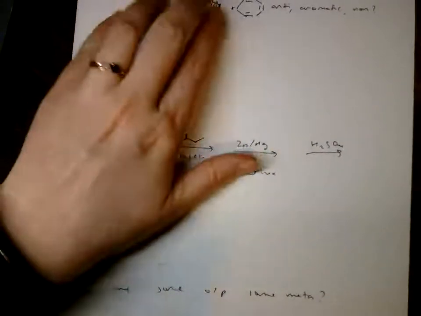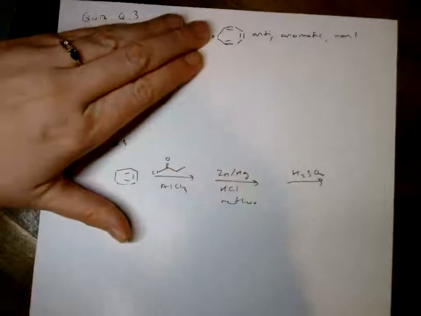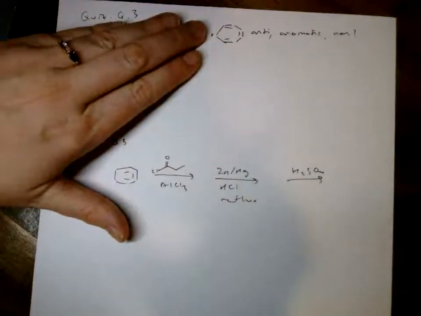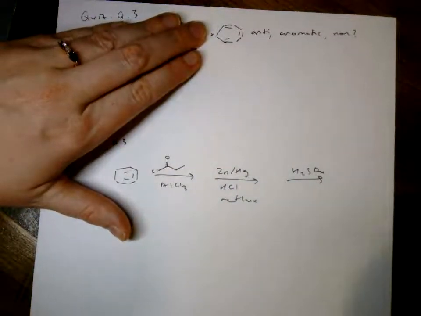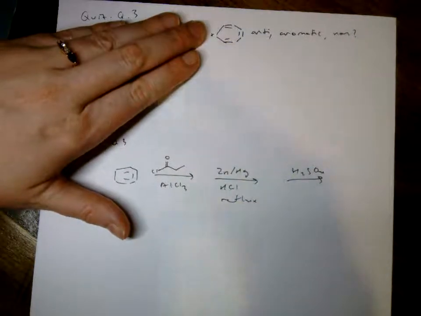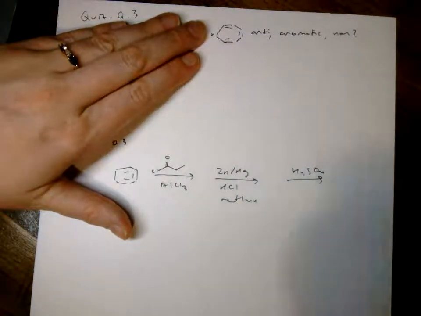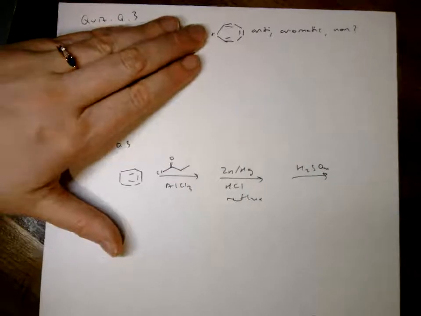Okay, question 3. I'm really bad at drawing 7-membered rings. It's embarrassing as an organic chemist. But the question was, is this 7-membered ring anti-aromatic, aromatic, or non-aromatic? And why? So the explanation was part of it.